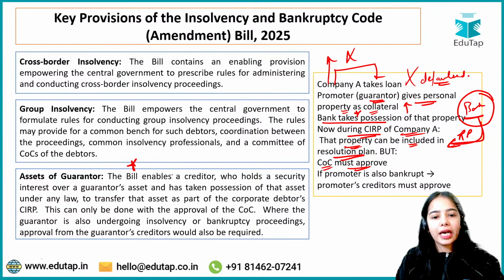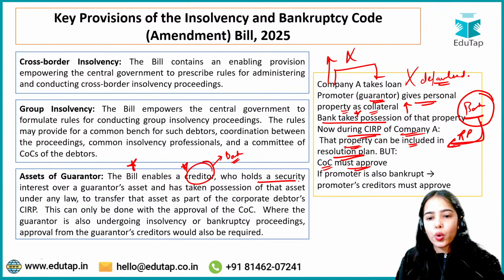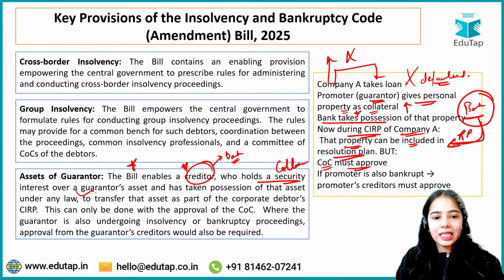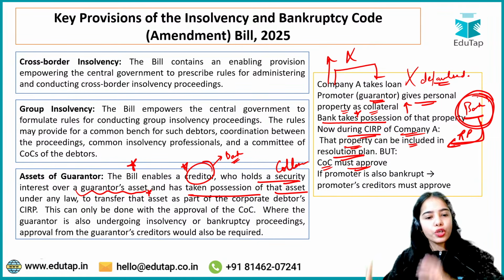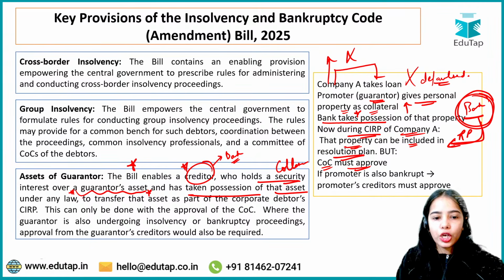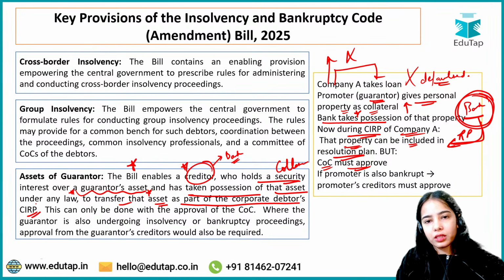So the act enables a creditor, it can be a bank or NBFC, who holds a security interest, that is the collateral, over the guarantor's asset. So basically, collateral that was given by the guarantor and the creditor has taken possession of that asset. So the bank or the NBFC has taken the possession of that asset under any law to transfer.